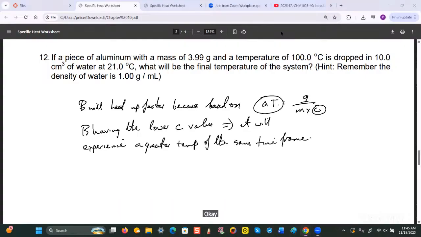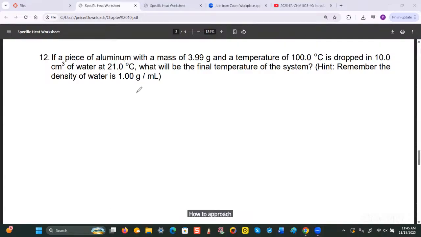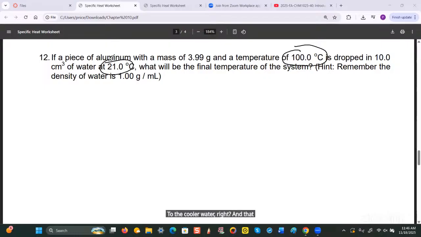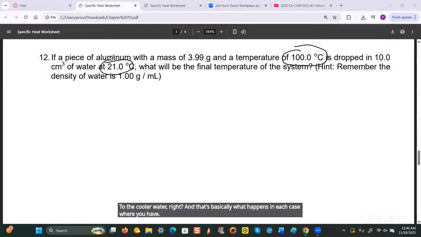Okay, let me clear this here. Now let me explain what's happening in this case so that you can understand how to approach this problem. We have aluminum at a high temperature, 100 degrees Celsius, and we have water at a significantly lower temperature. So you're adding the hotter metal to the cooler water. What's going to happen, and this was discussed in the videos, is a heat transfer, where the metal gives up its heat to the cooler water. That's basically what happens whenever a hot object is in contact with a cooler object.